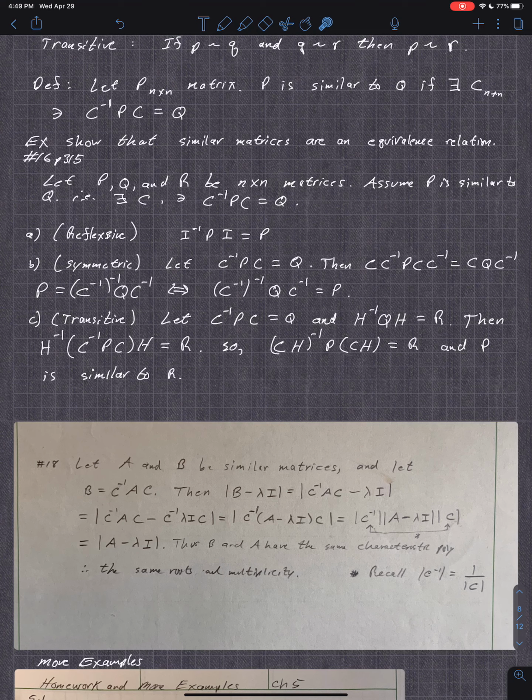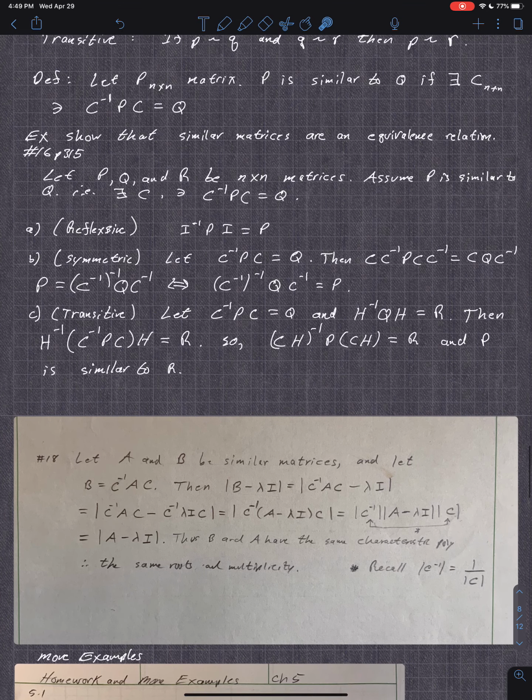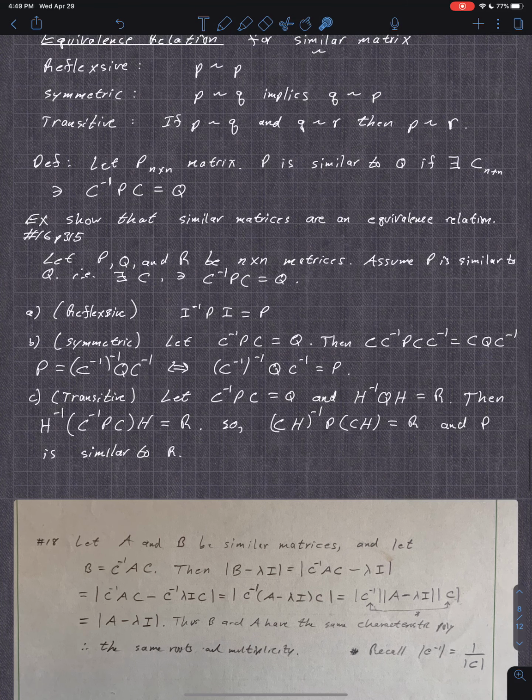Okay, so next example is 16 in the book. It says show that similar matrices are an equivalence relation. So we're going to show that this property here, or I should say definition here, is an equivalence relation. So you want to show that it's reflexive, symmetric, and transitive. So let's take a look.